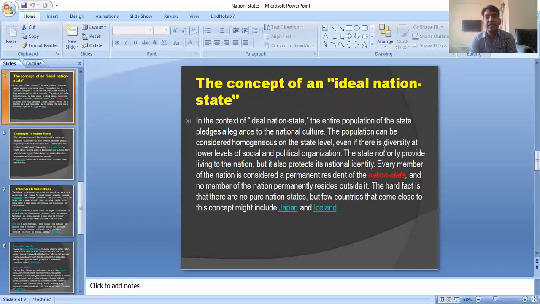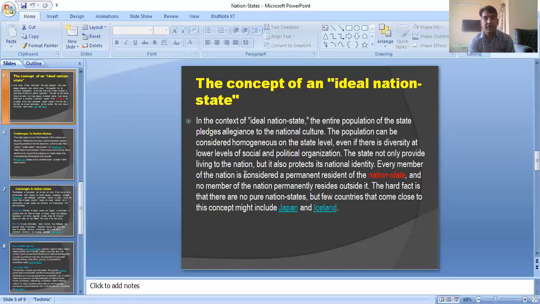So the state not only provides living to the nation, but also protects the national identity. If you look at the state, it does not only provide the livings, I mean bread and butter, to the people, it also protects their rights and identity. So it is the responsibility of a state to provide the food, living, and also defense to them.